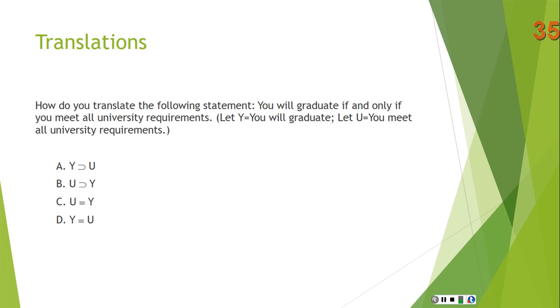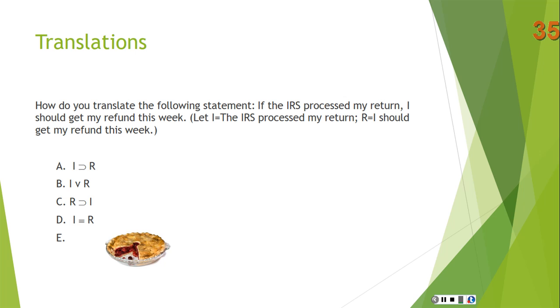Now let me go back to the previous slide. The D option, you could have translated that as, the IRS processed my return if and only if I should get my refund this week. All right. So the way I said it before was two conditionals joined by the and, that's technically correct. But you could also put it in terms of an if and only if.